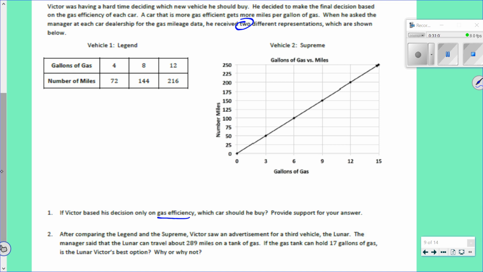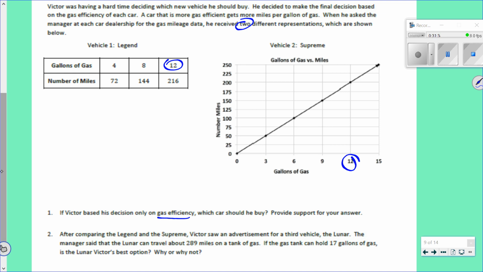Really? Yes, you do. If I want to compare something, what do I need to do? Can I compare 4 and 3? No. So what could I compare? Can I compare 4 and 8? No, 12. 4 and 8 are both on here. 12. I can compare 12 and 12, right?